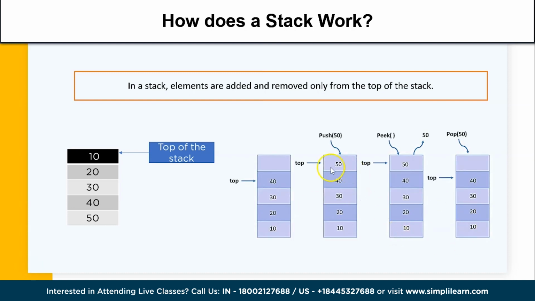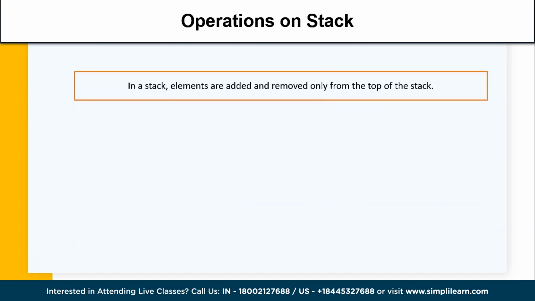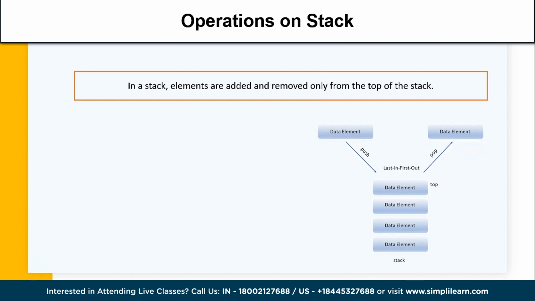So even if you look at this example, we have a stack of 5 elements, 50, 40, 30, 20 and 10. I'm just taking an example here, where the top element is 50. Now I am pushing 50 here. So we do not have any element in this position. So we are basically adding or pushing the element 50 at the top of the stack. Now let us understand peek in the next slide, where we'll understand what peek is. So for now, let us understand what the top of the stack or the push is all about. So as discussed earlier, operations on stack. Now in stack, elements are added and removed only from the top of the stack.